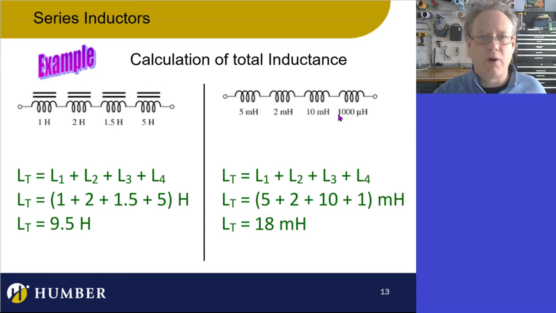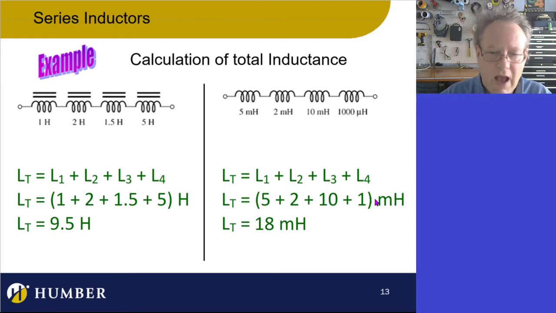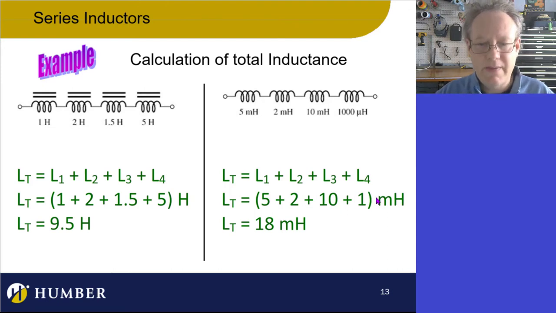Do I actually have to write a formula and put the unit for every single one of them? Well, no, we can do the math with the units, right? I can throw millihenries on the outside. But in this case, as opposed to putting 1,000, I'm just going to put 1.